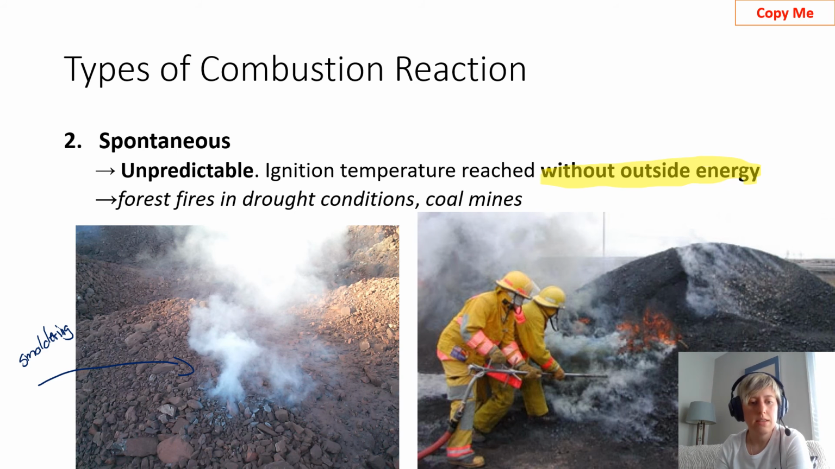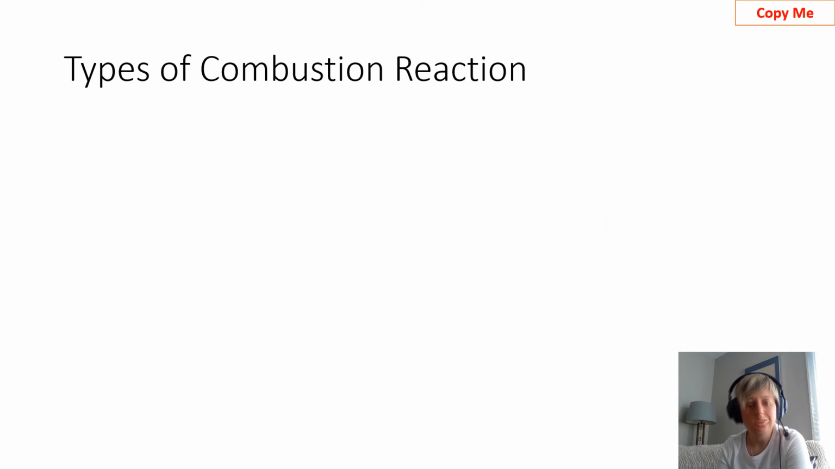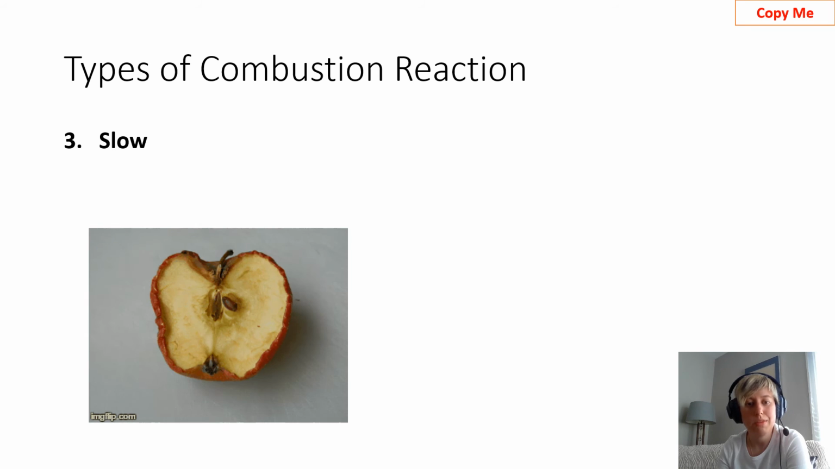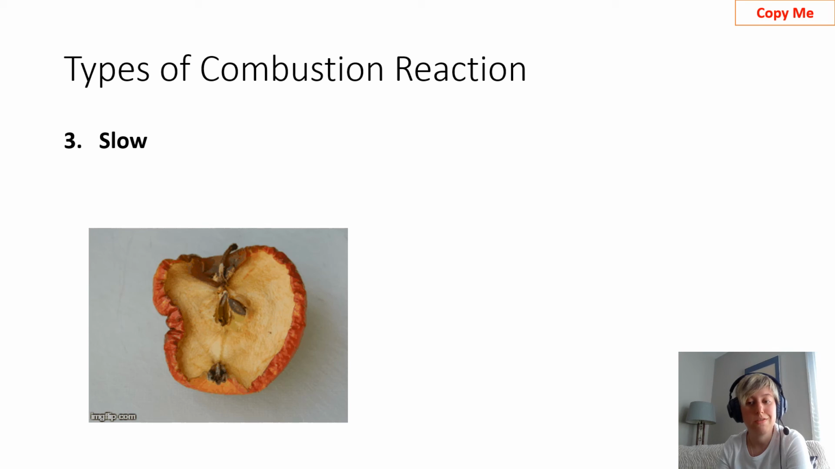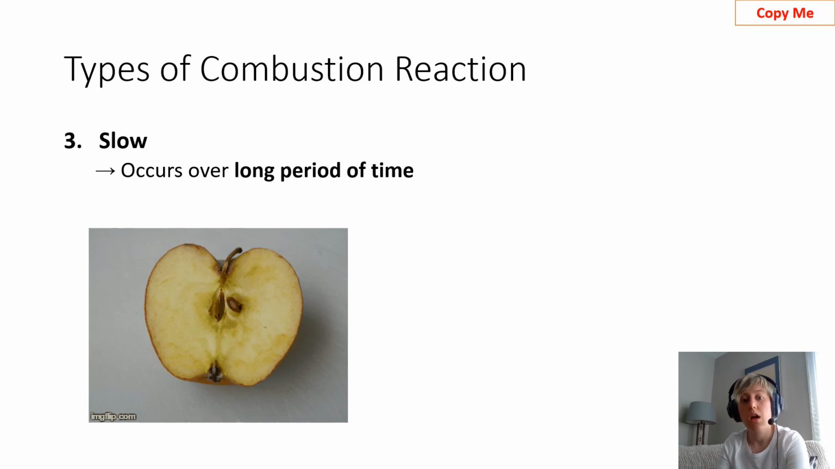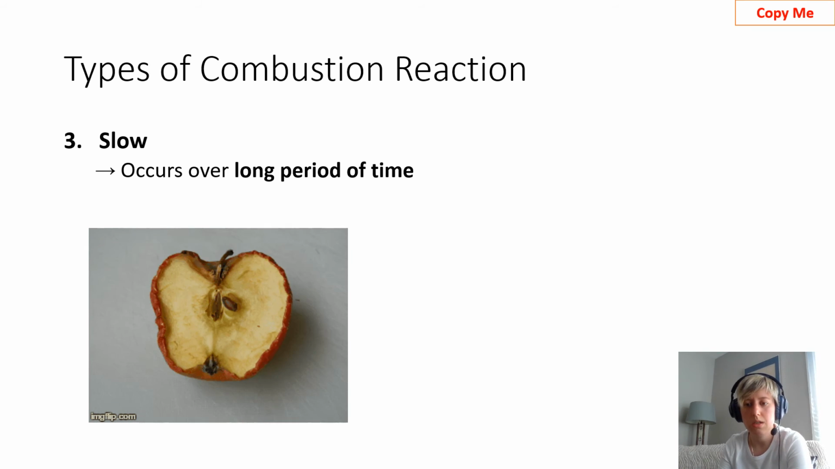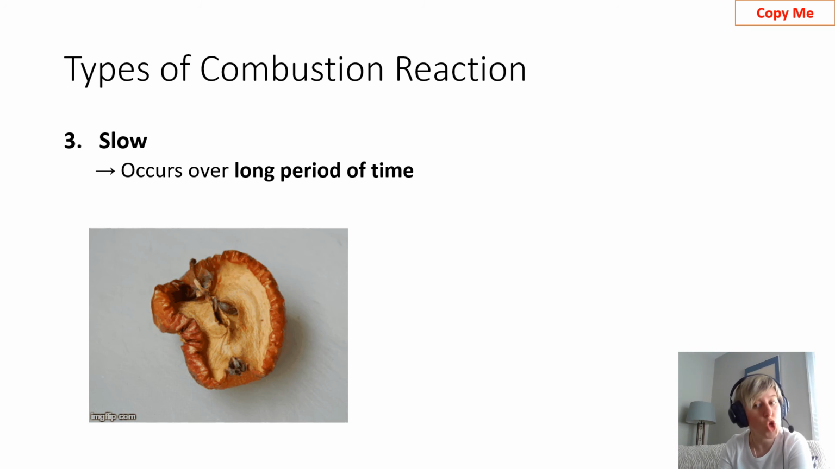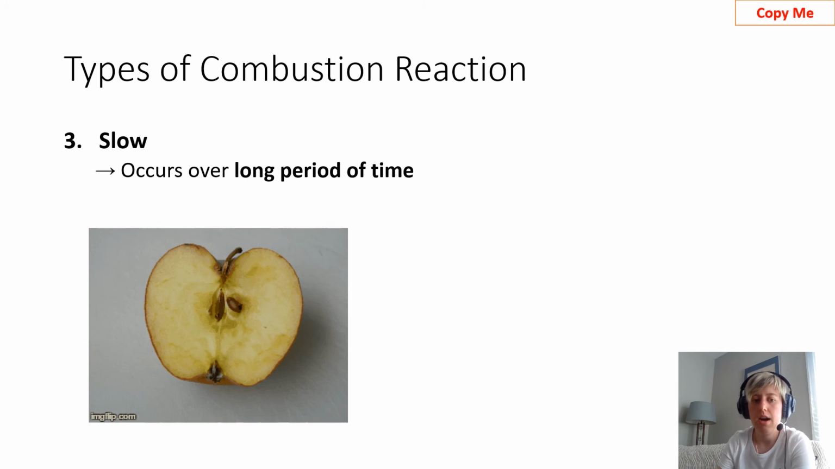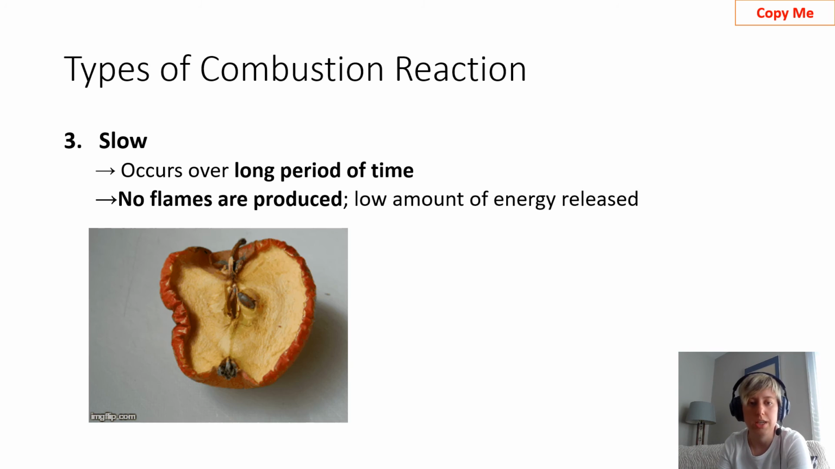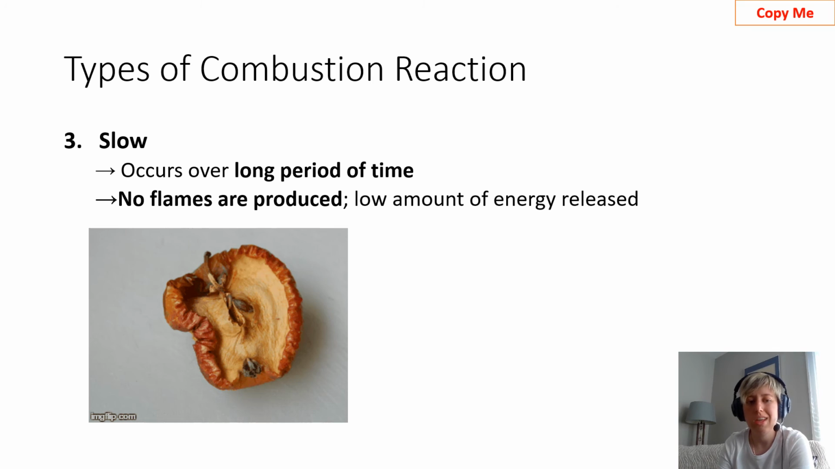And then the last type of combustion is slow combustion. And an example of slow combustion is decomposing food. And this happens over a long period of time. So slow combustion is not a very quick combustion reaction. So that means my fuel is slowly converting and releasing a very, very small amount of energy. Another thing about slow combustion is you're not going to see flames in slow combustion.